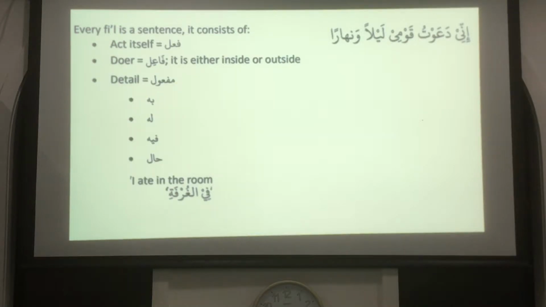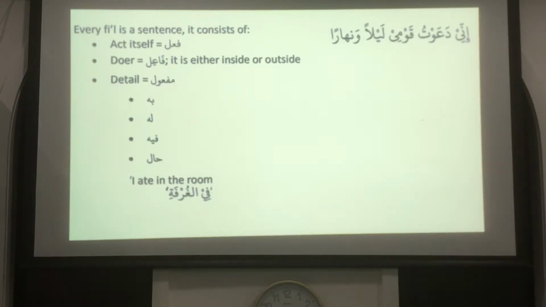Together, inni. So that is a harf of nasab. Inna is a harf of nasab, okay? Inni, definitely I. Da'awtu, like nasartu. Da'awtu is the fail here because that's the action itself, okay?